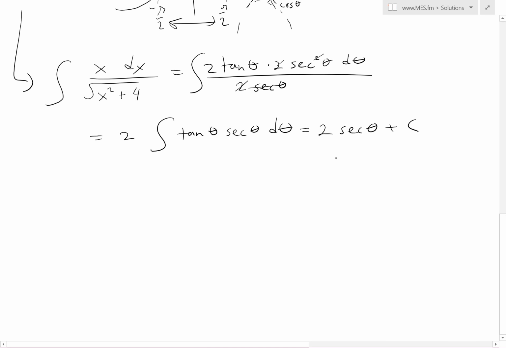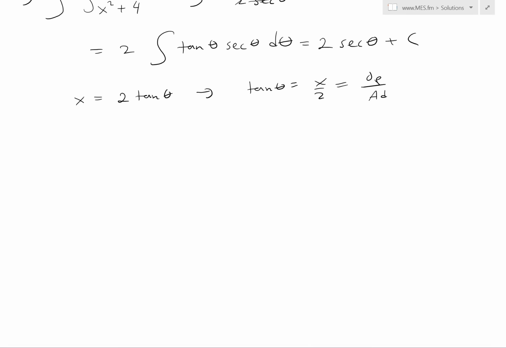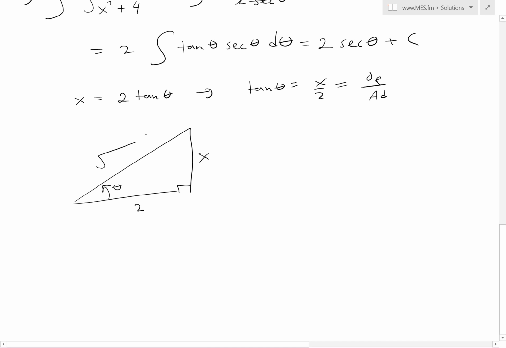And so now that we have this, we have to get back to the x variable. So we know that x equals 2 tan theta, or in other words, tan theta is equal to x over 2, which equals opposite over adjacent. That's the definition of tan. So if we look at a right angled triangle, if this is our theta, our opposite is x, adjacent is 2. So the hypotenuse using Pythagoras theorem is just the square root of x squared plus 4, or 2 squared.